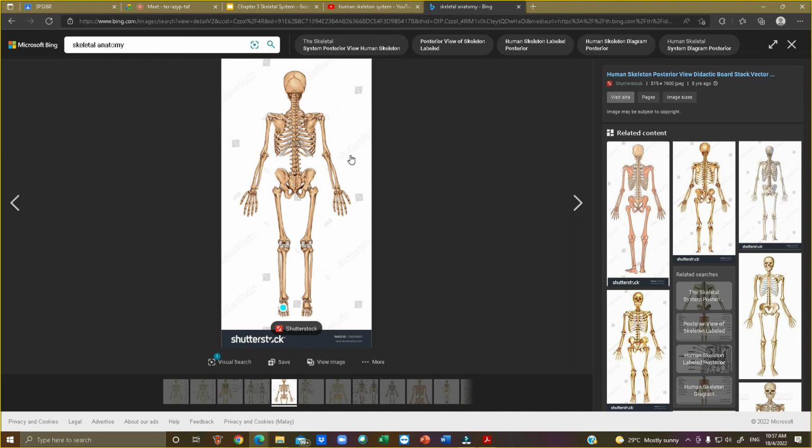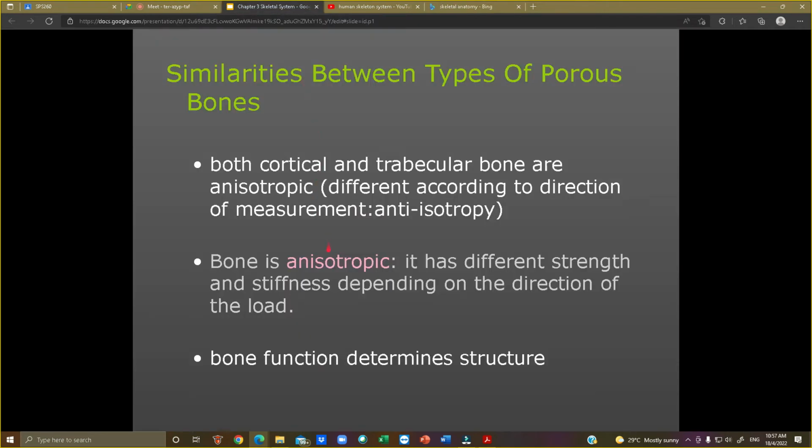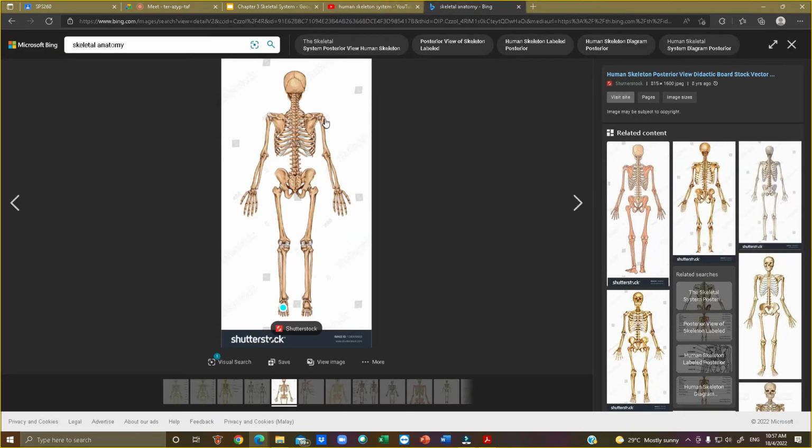Okay, so direction of force. That is what the meaning of anisotropic. Means it has different strength. Humerus ni, kita boleh cakap dia tulang panjang. So it has a lot of cortical area. It is quite good at compressive strength. However, if the direction of strength is different, it gives different outcome.